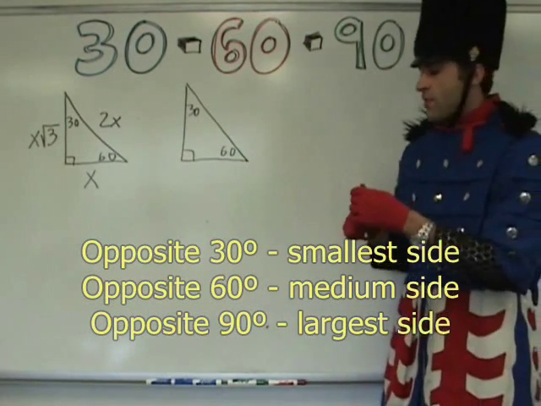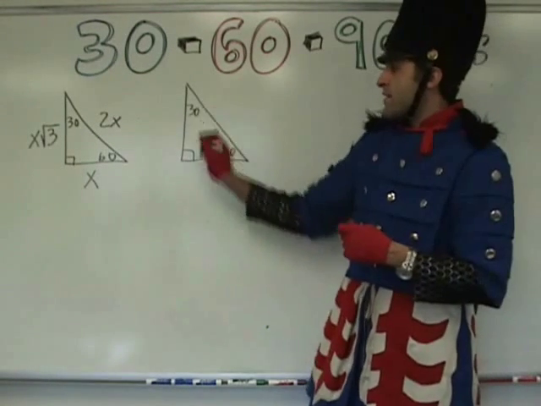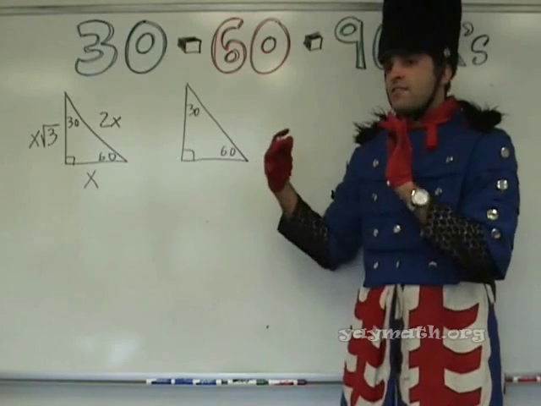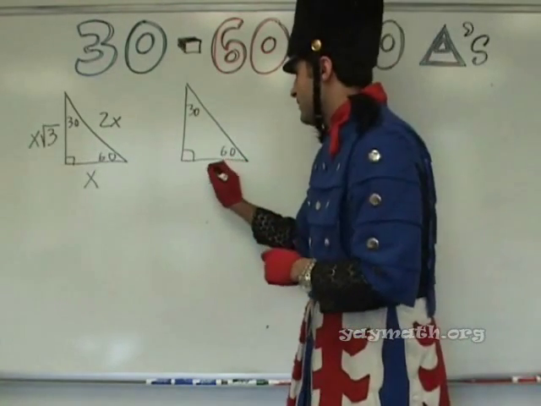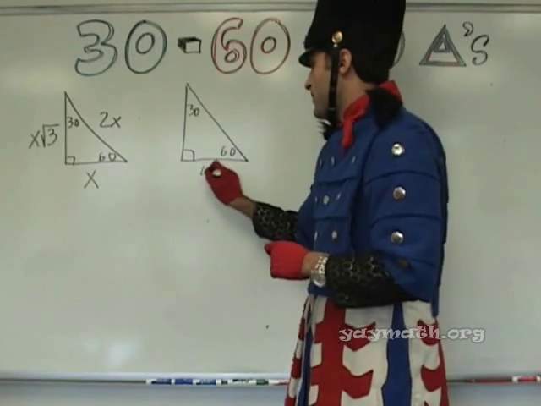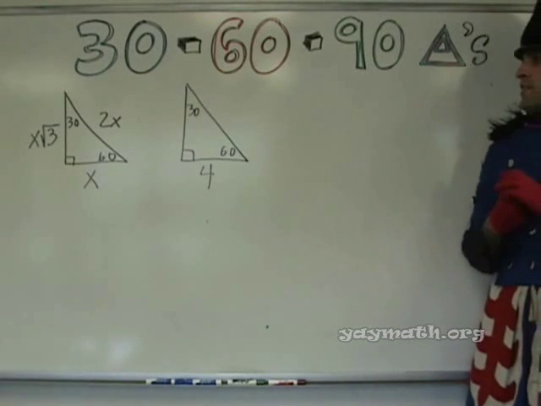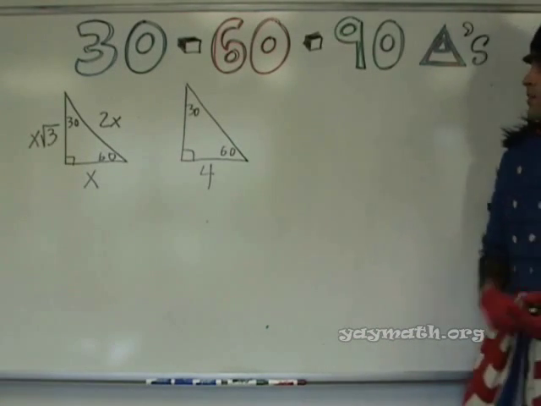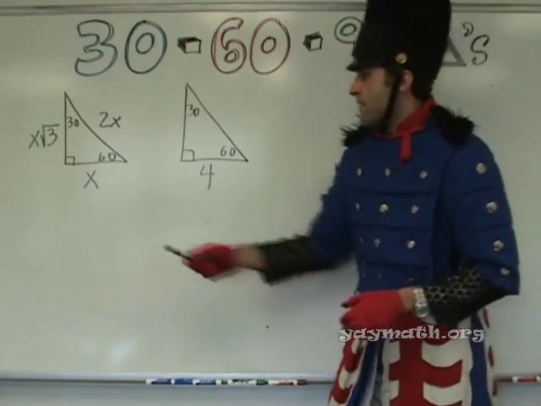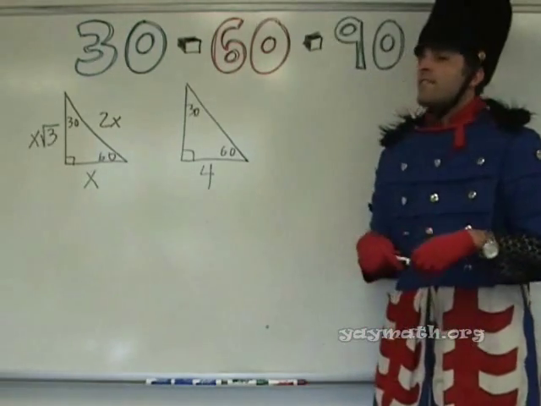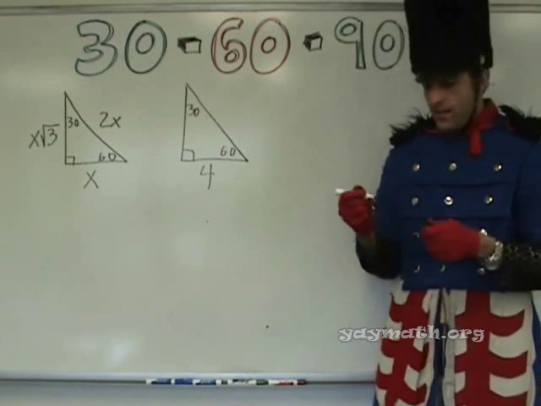Okay, good. So the way to think of these is that the 30 side is the basis, the starting point for this entire triangle. So let's pick a number like 4. The side opposite 30 is 4. According to this graphic, if you knew how to read it, if this was x, then the side opposite the 90 would be what in this case? 8. Very good.